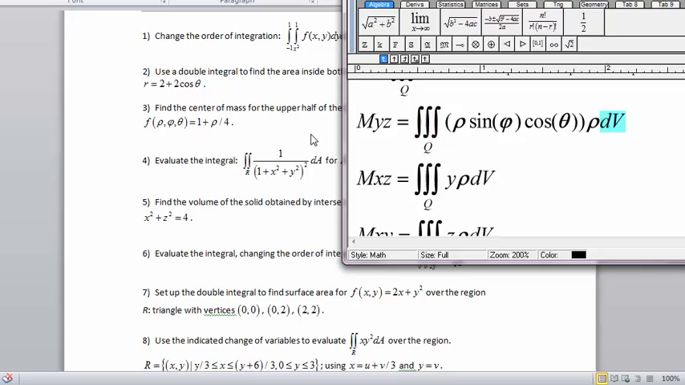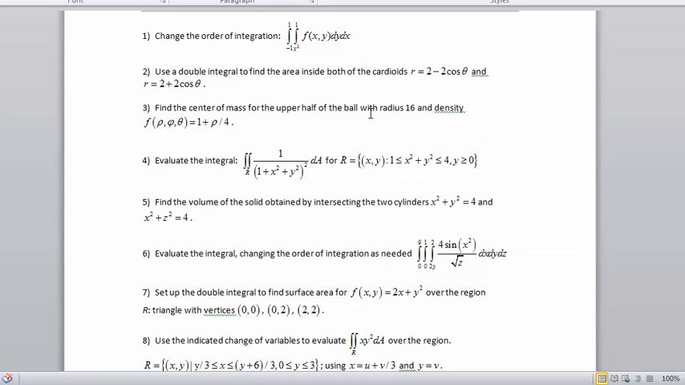Now for the bounds on the integral, since it's just the upper half of a ball or sphere with radius 16, your radius is going to be rho goes from 0 to 16. It's going to be the entire upper half, so your theta is going to go from 0 to 2 pi. And since it's just the upper half, your phi is going to go from 0 down to the x-axis.